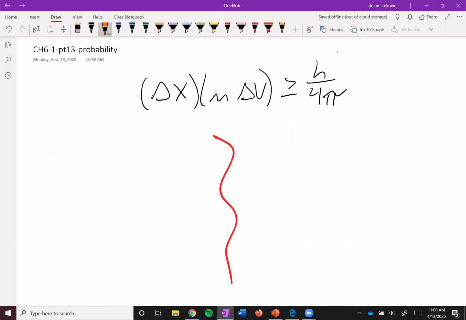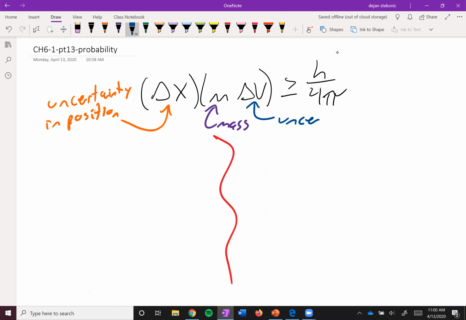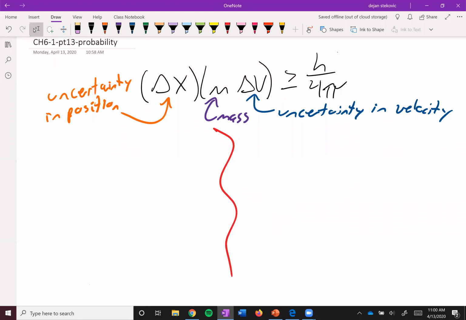All right, so back to our uncertainty principle. We've got this delta x, that's our uncertainty in position. This m is the mass, and this delta v is the uncertainty in velocity. We can see when m is big, the uncertainties can be small. When m is small, the uncertainties must be big, because overall, again, it must be greater than h over 4 pi.